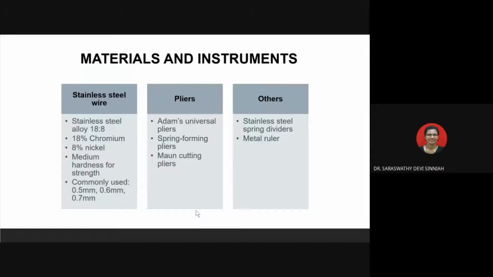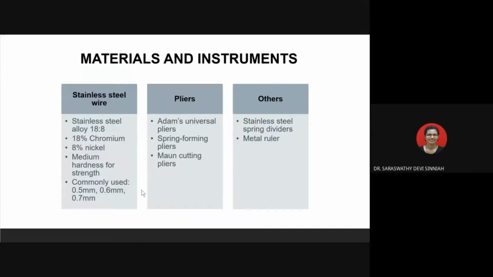Wire bending pliers such as Adams Universal Plier are most useful for adjustments. Spring-forming pliers also help in wire bending during the fabrication or adjustment. The plier tips are usually used to adjust light wires and springs. When thicker wires require adjustment, the wire should be grasped nearer to the hinge to avoid damage to the plier.